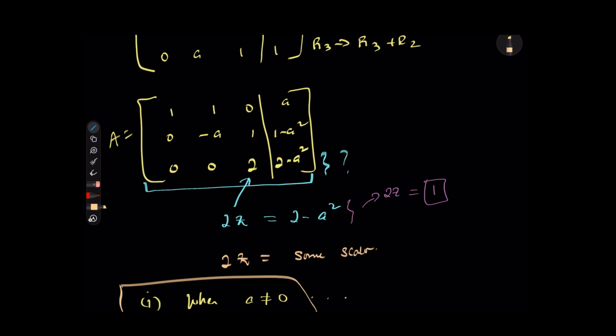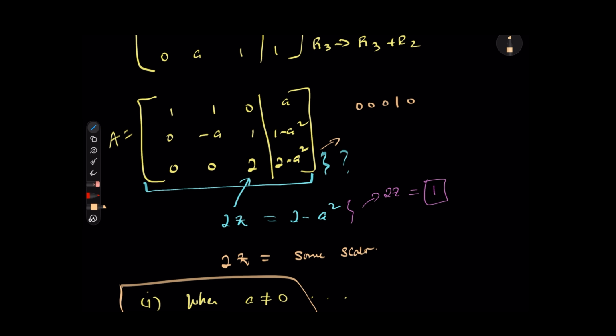I want this last row here to look like something like 0, 0, 0, augmented, and 0. Infinite number of solutions. Okay, so how can I make this happen? Now I have 2 minus a squared here. So if a was equal to 0, then I'll have 2. I have the augmented sign and I'll have 2.